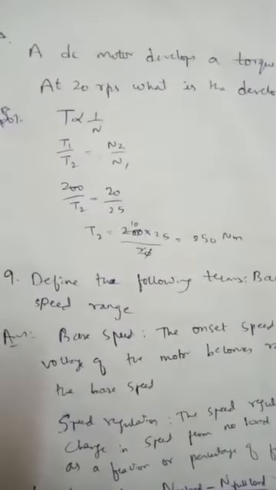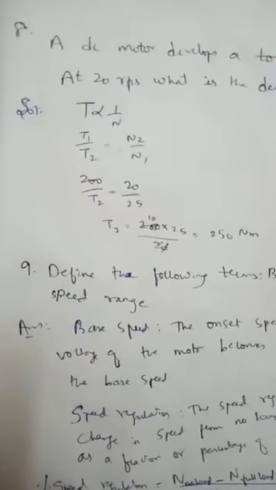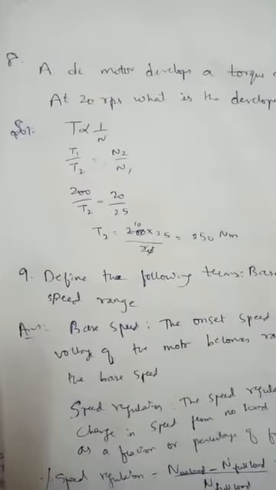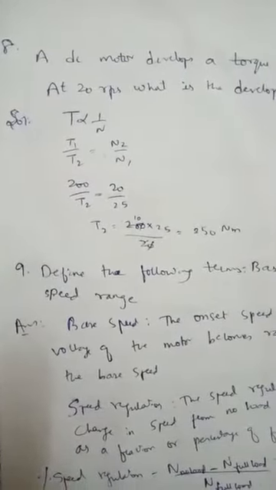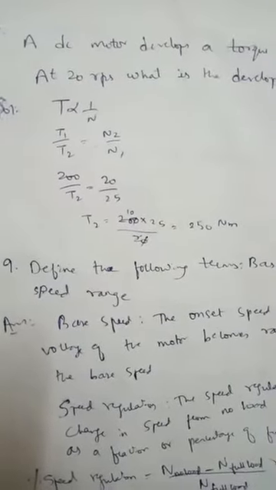Next is the numerical here. A DC motor develops a torque of 200 Newton meter at 25 rps. At 20 rps, what is the developed torque? The relationship between torque and speed is that torque is inversely proportional to speed. So T1 by T2 is N2 by N1. T1 is given as 200 and T2 we have to calculate. N2 is 20 and N1 is 25. When cross multiplying, T2 we are getting as 250 Newton meter.